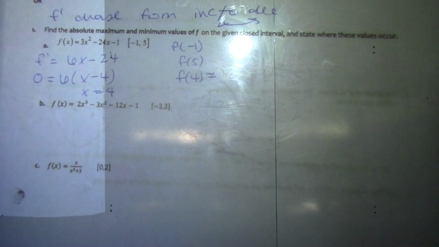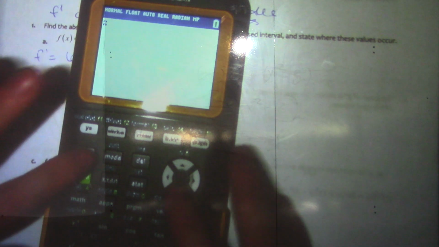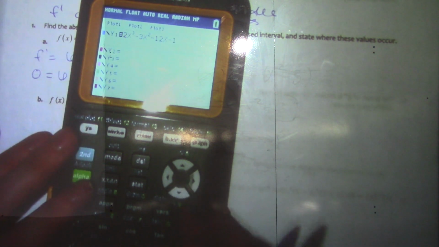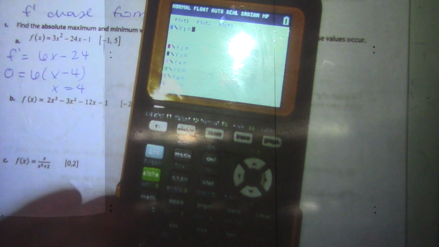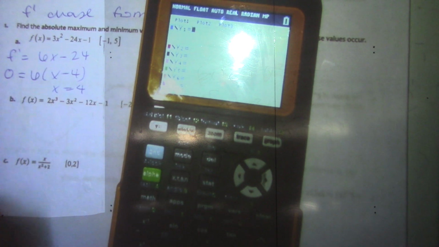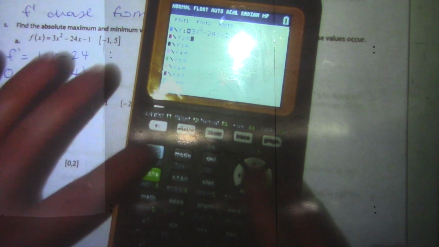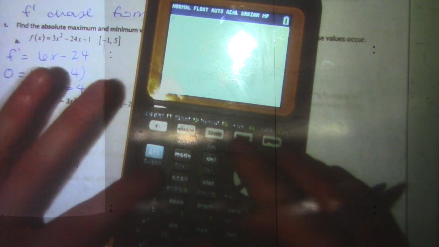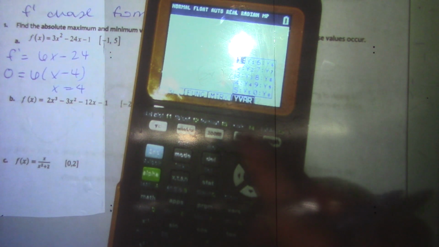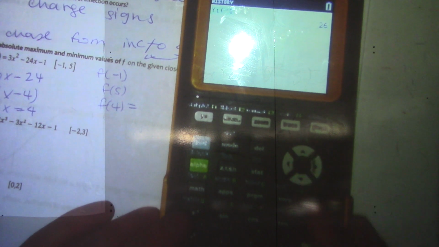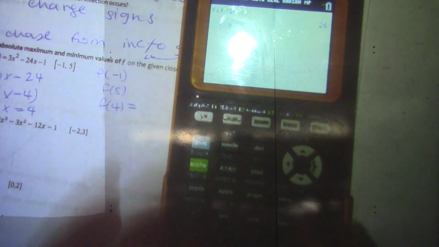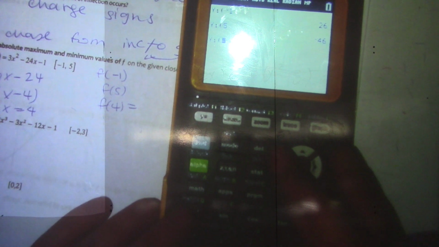This is where you can go to your y equals function. You can type in, we're plugging into the f, not the f prime, 3x squared minus 24x minus 1. And then now I can do the f4, the green f4, y1 of, what am I checking, negative 1, y1 of positive 5, and y1 of 4. So this one is 26, this guy is 46, and this guy is negative 49.